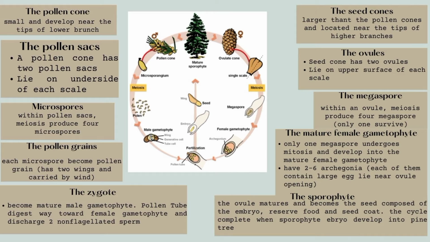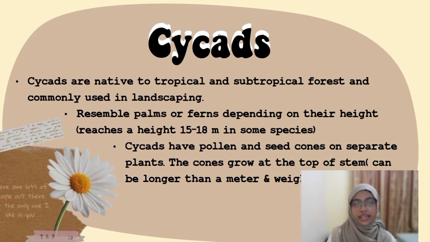And the last step is the ovule will mature and become the seed composed of the embryo, reserve food, and seed coat. The cycle is complete when the sporophyte embryo develops into a pine tree. So the second one will go to cycads.